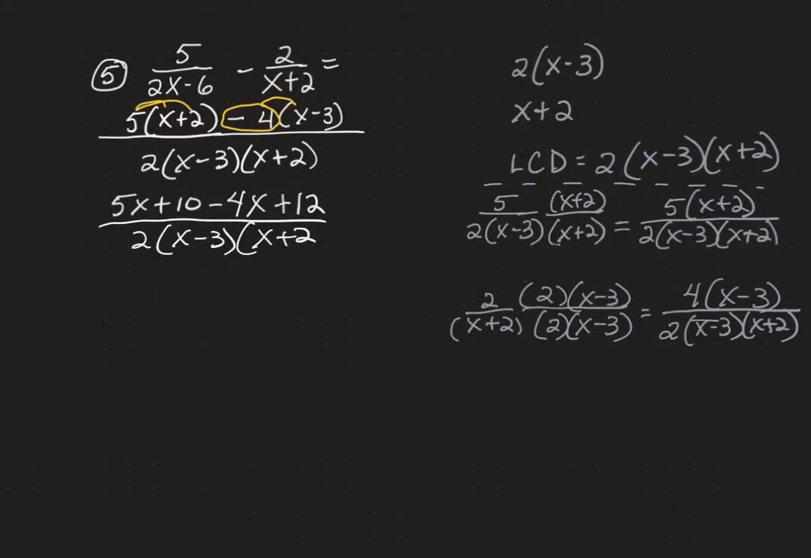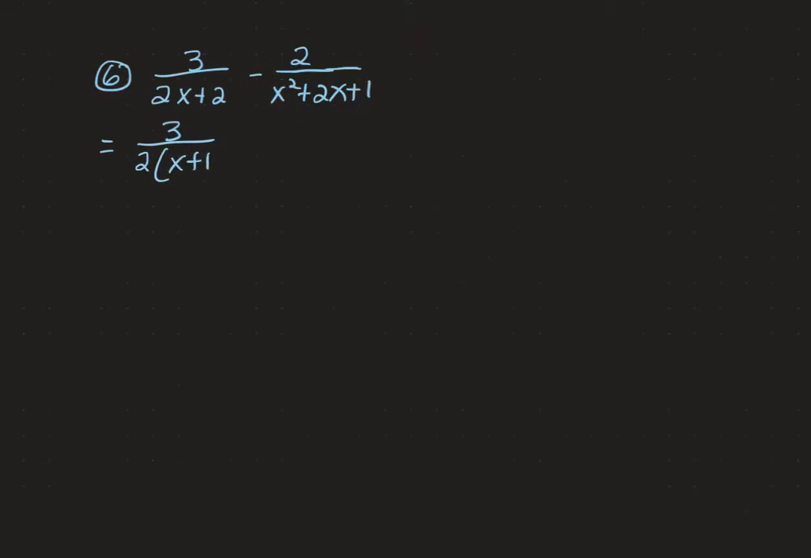Now we can combine like terms. That gives us x plus 22 over 2 times x minus 3 times x plus 2. And we are done. It cannot be reduced any further. New problem. I'm going to go ahead and factor these denominators over here before I seek out the least common denominator.